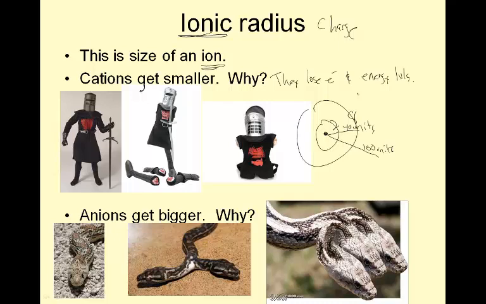Anions get bigger. Why? So if I put this back on here, if I have this one electron, and I put another electron here, they repel each other and spread out. That's why anions, remember those are negative ions, repel each other and spread out.